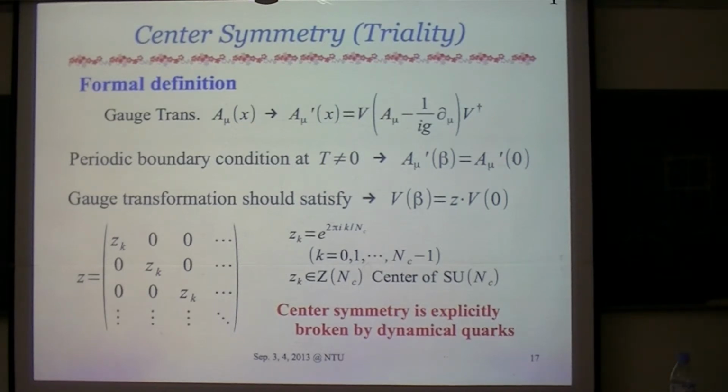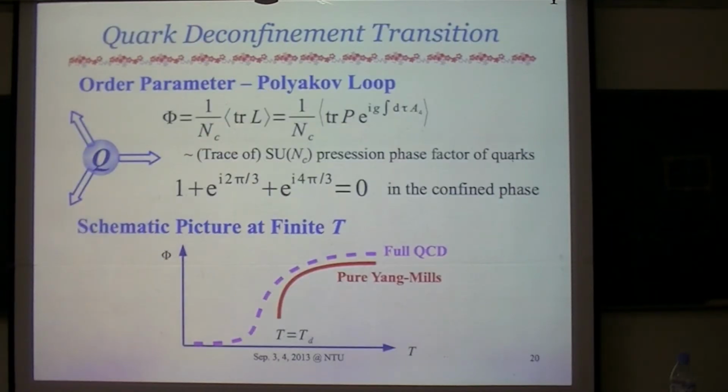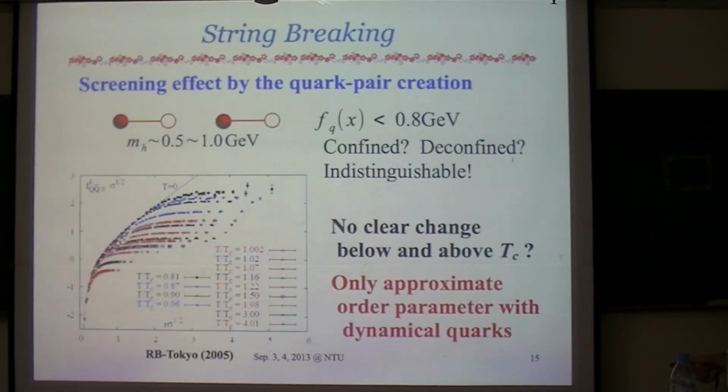So if you have quarks, the center symmetry is explicitly broken by quarks, and that means the order parameter must be something finite, always finite, regardless of the state of the matter. Even in the confined phase, or actually the confined phase itself is not really well defined if you put in dynamical fermions. And that is the situation I explained using this slide. Because of string breaking, you cannot get a clear characterization of confinement.